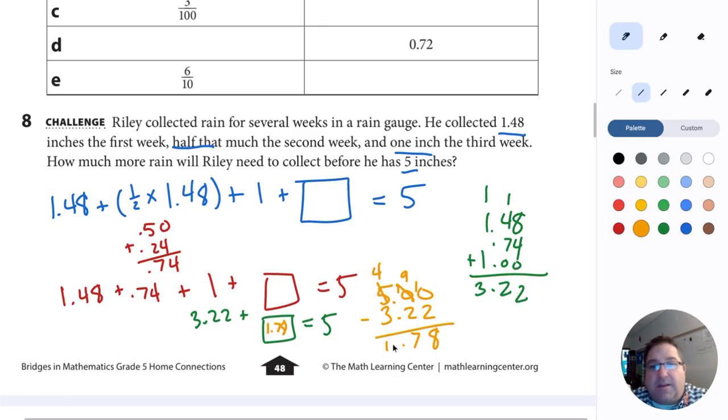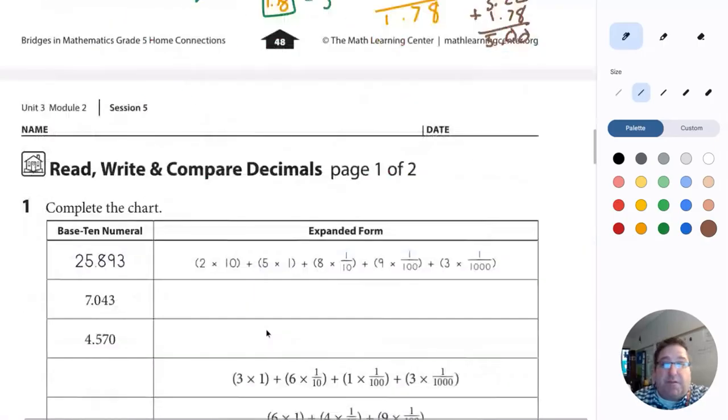Now the nice thing with this type of problem is we can check our work. So we should know if we got it right or not. Let's double check. Is this 3.22 plus 1.78 going to get us back to 5? 8 plus 2 is 10. 7, 8, 9, 10. 3, 4, 5. Yep, it works. So that's what we're looking for there, 1 and 78 hundredths. So just start with what you know to figure out what you don't know.